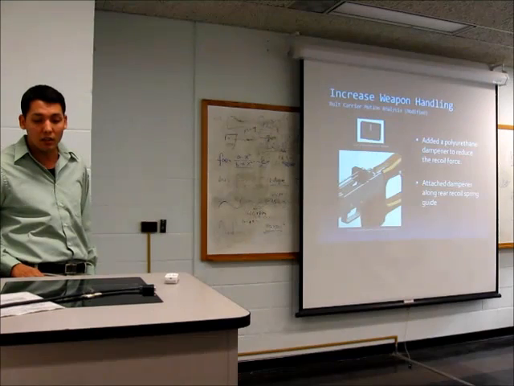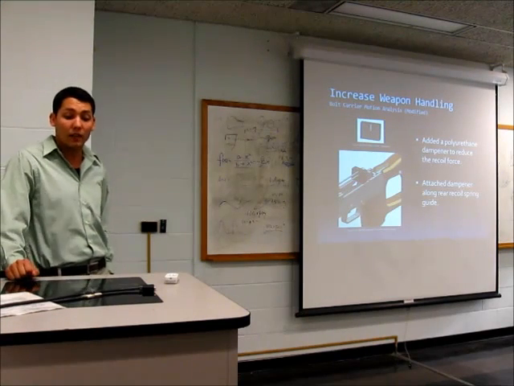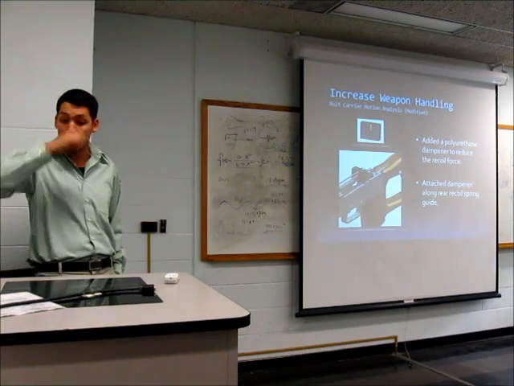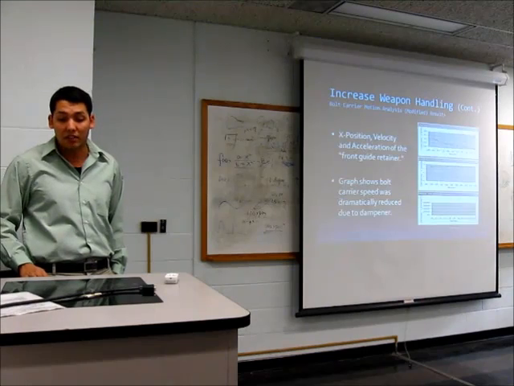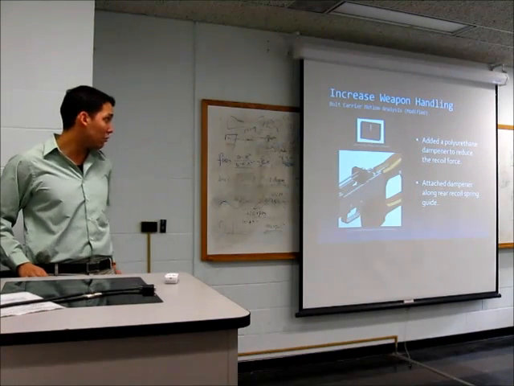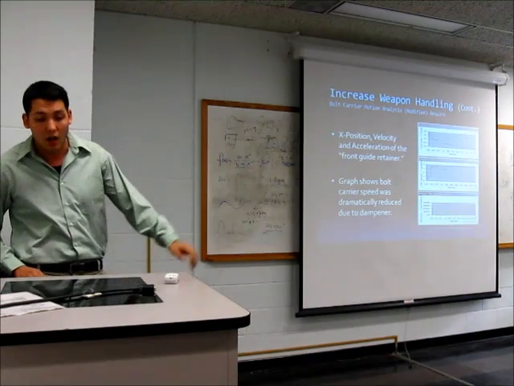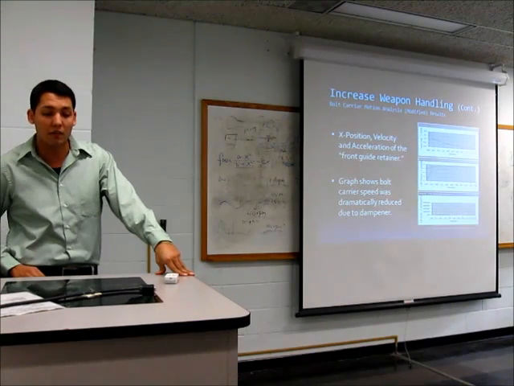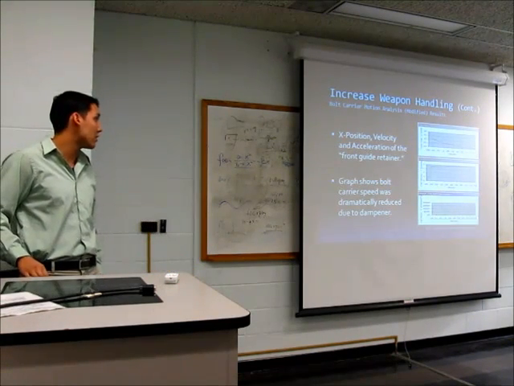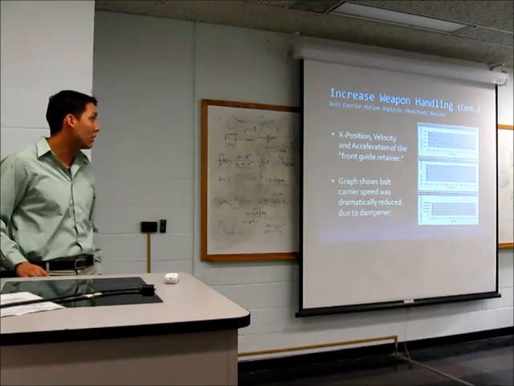Same thing here. What I did for the weapon handling is I introduced the polyurethane dampener in SolidWorks. Basically, when the bullet group came back, it smashed against that and reduced the recoil significantly. Here I have a velocity, position, acceleration breakdown of what's actually happening at the end of the barrel.